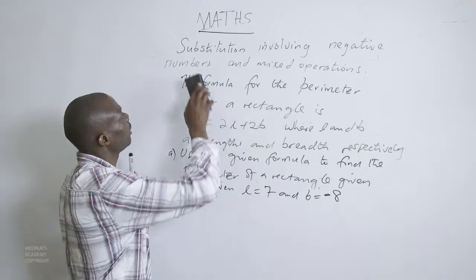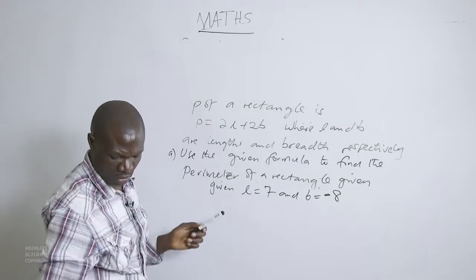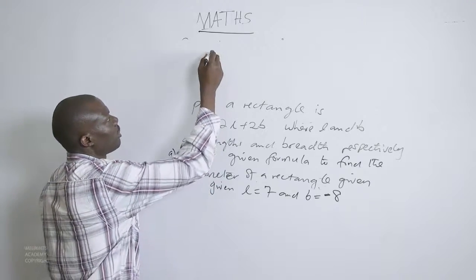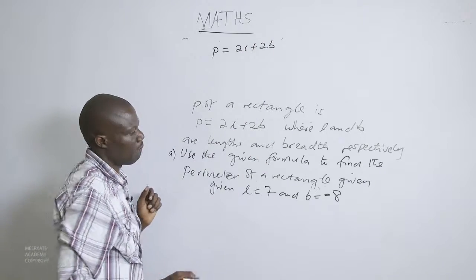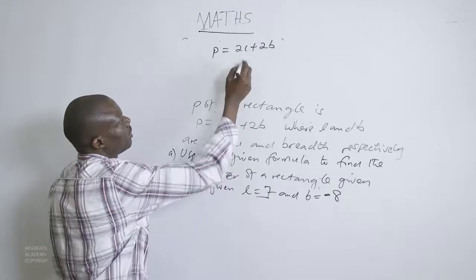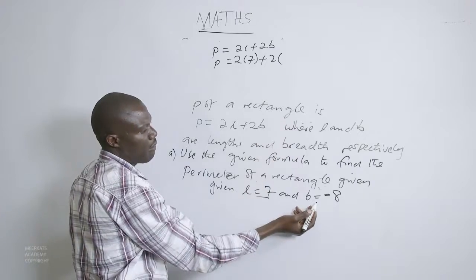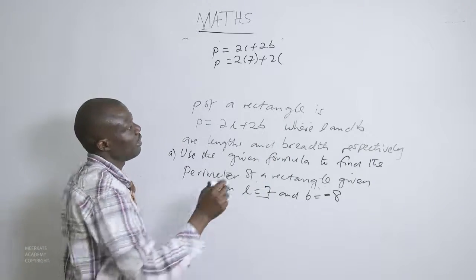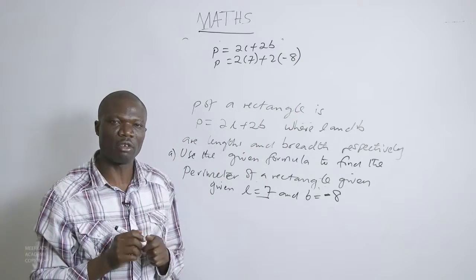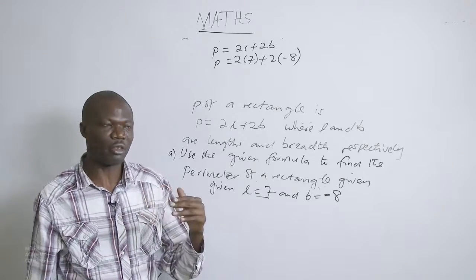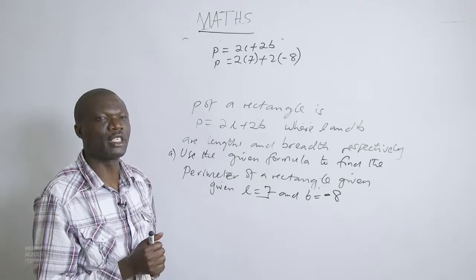So rewriting the formula we have, I'll use the above here. The formula that we have is P is equal to 2L plus 2B. But L is 7, so it will be P is equal to 2 into 7 plus 2 into B. And B is negative 8, so I'll bring negative 8 here. So we are done with the first part of the substitution, but not done with the answer. So carry out the removal of the brackets accordingly.